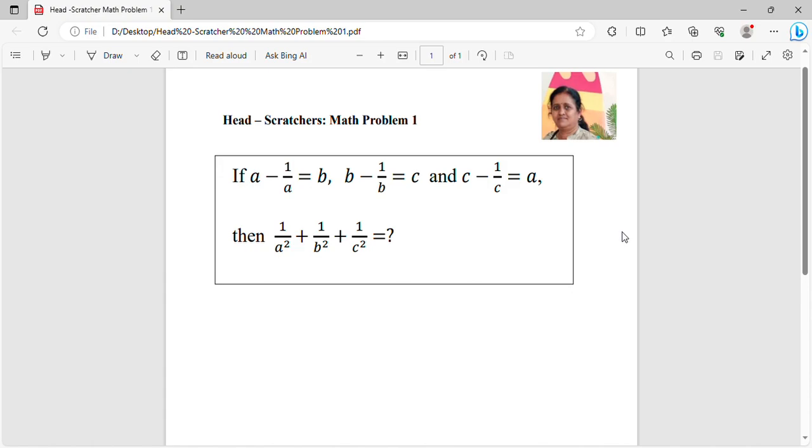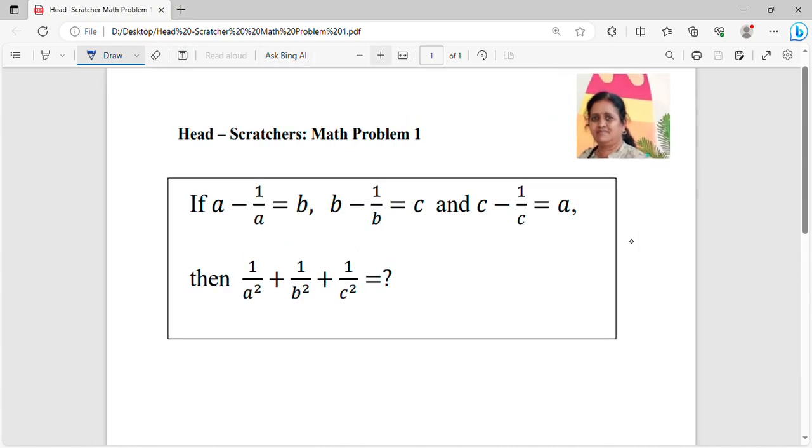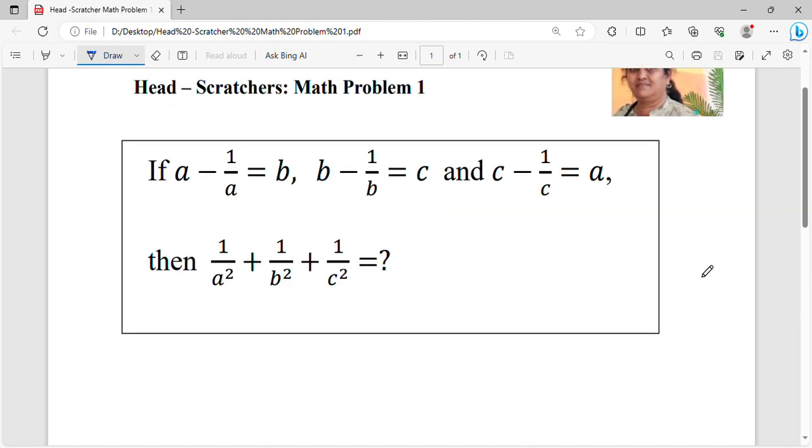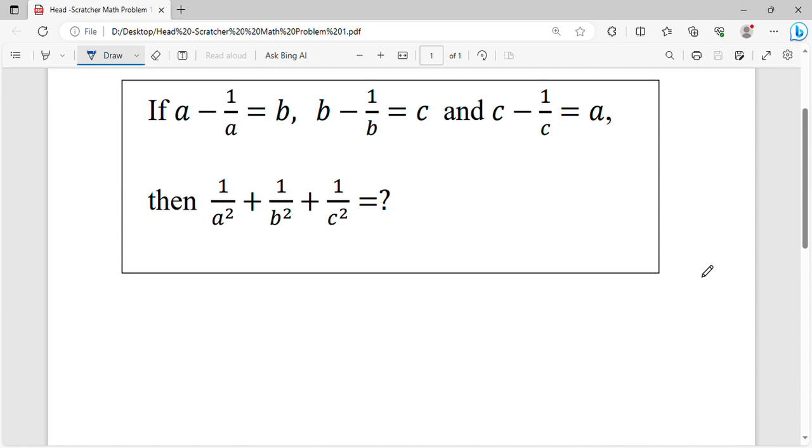If you look at this particular question and read it, a minus 1 by a is equal to b, b minus 1 by b is equal to c, and c minus 1 by c is equal to a. And I want to find out what is the value of 1 by a squared plus 1 by b squared plus 1 by c squared.